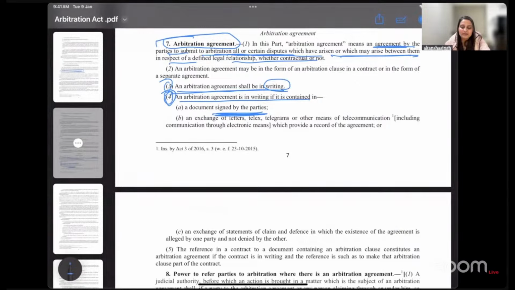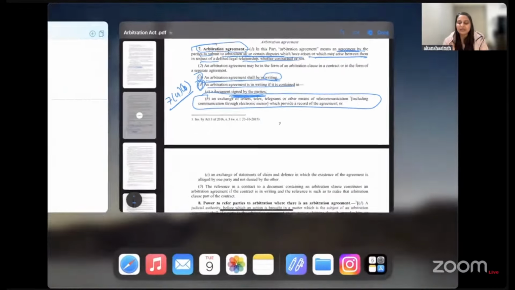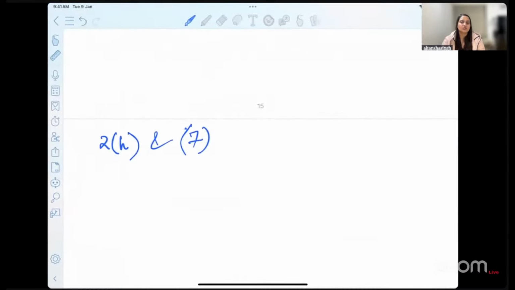But now comes the catch. This is the catch. So I am highlighting section 7(4)(b). Okay. This is an exchange of letters. An arbitration agreement is in writing if it is contained in an exchange of letters, telex, telegrams, or other means of telecommunication, including communication through electronic means, which provides a record of the agreement. Now, does it specifically talk about telegram or telecommunication between the parties? So that is how we construed it, and we brought the scope of impleading even a non-signatory to the arbitration proceeding.